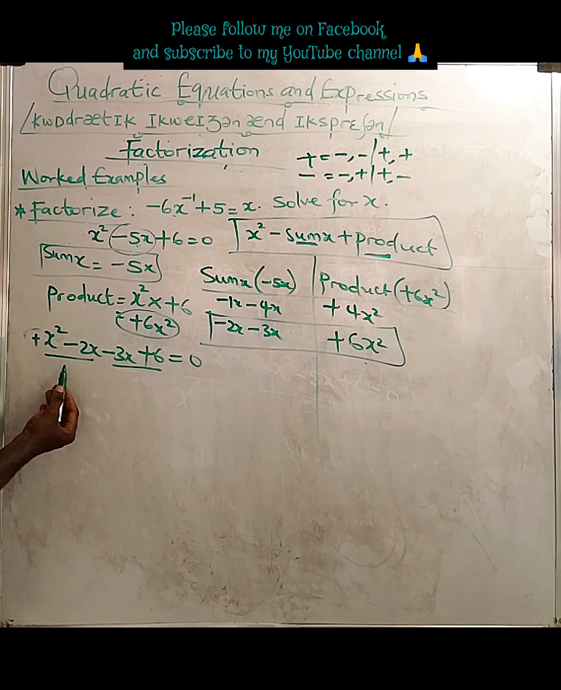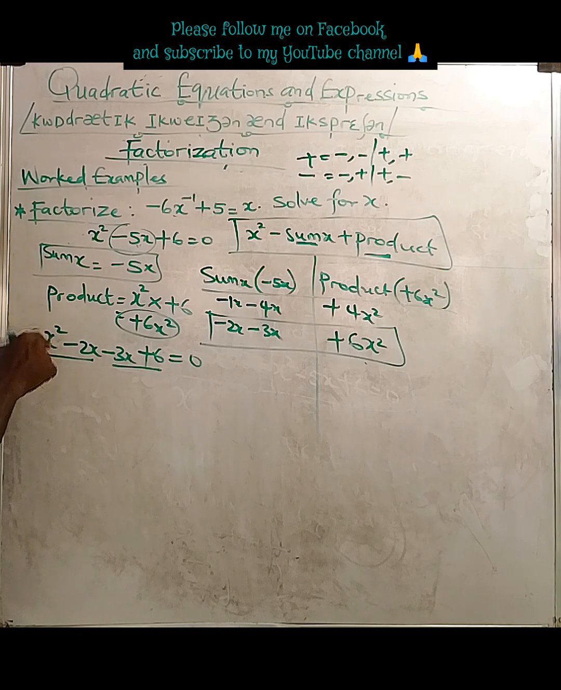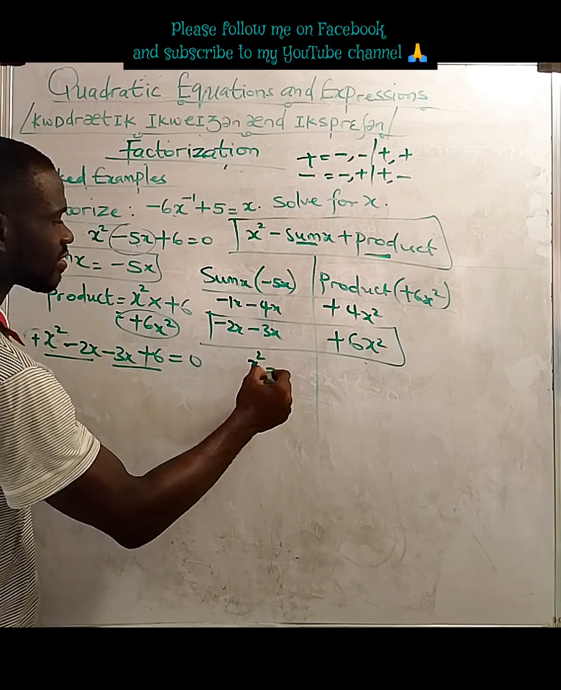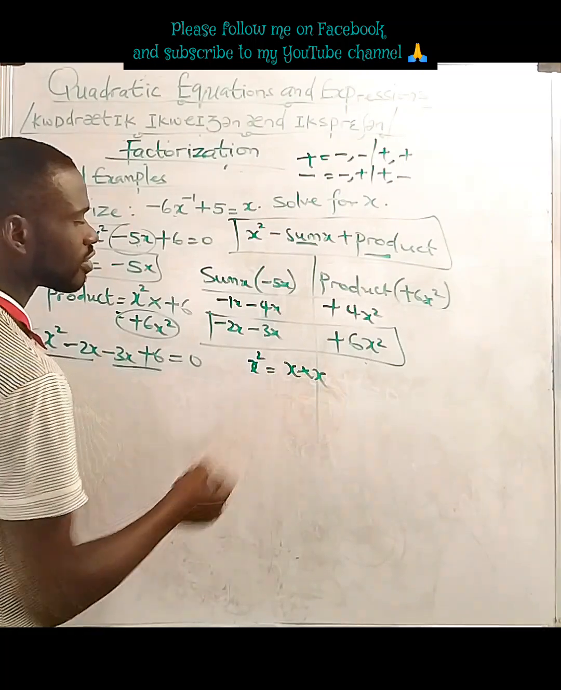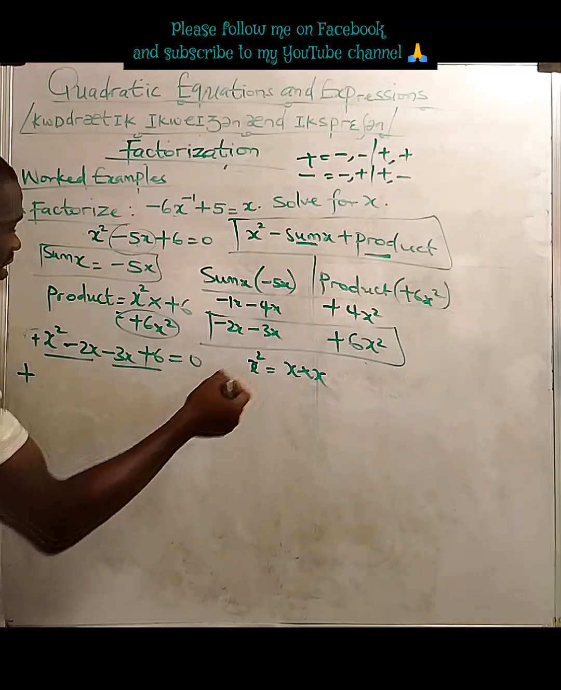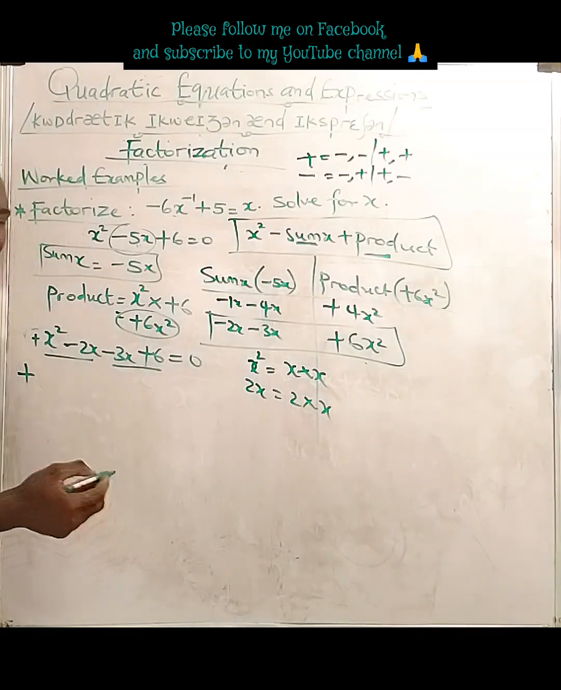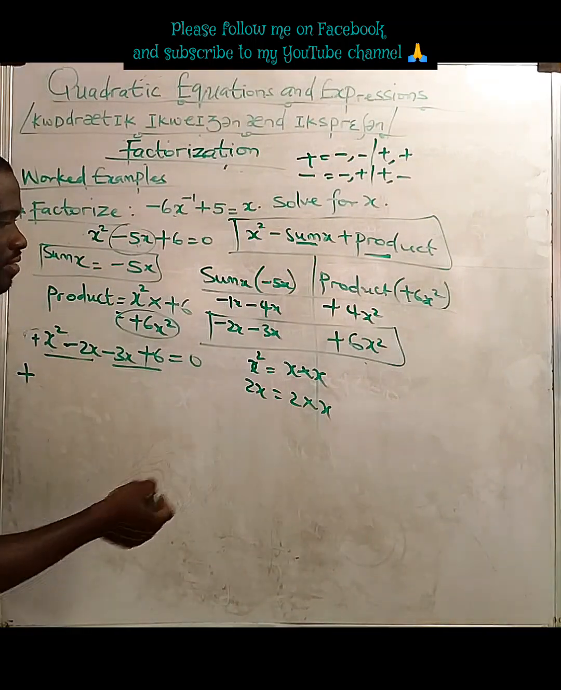Now for the first pair, what starting sign do we have? We have a positive sign. Whatever sign starts the whole thing will be written down first. So the first sign here is positive; you write it down. Then x squared minus 2x. x squared is x times x, the product of the prime factors. Next, 2x is 2 times x. We're about to get the HCF, the highest common factor.